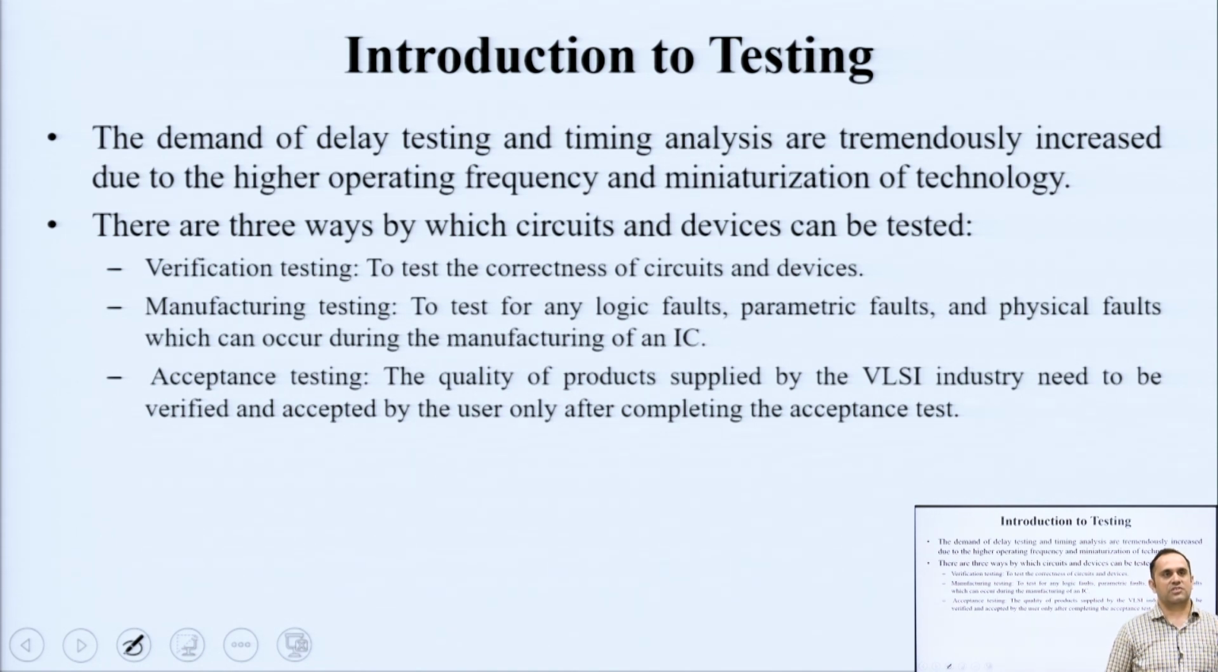Okay. There are generally 3 ways by which you can test your circuits. Okay. These are broad classifications. Verification testing, if you want to test the correctness of circuits and devices. Manufacturing testing, if you want to test for any logic faults, parametric faults and physical faults which can occur during the manufacturing stage. Okay. And acceptance testing, which is once you have the finished product supplied by the VLSI industry, these need to be verified and accepted by the user only once your acceptance test is clear.